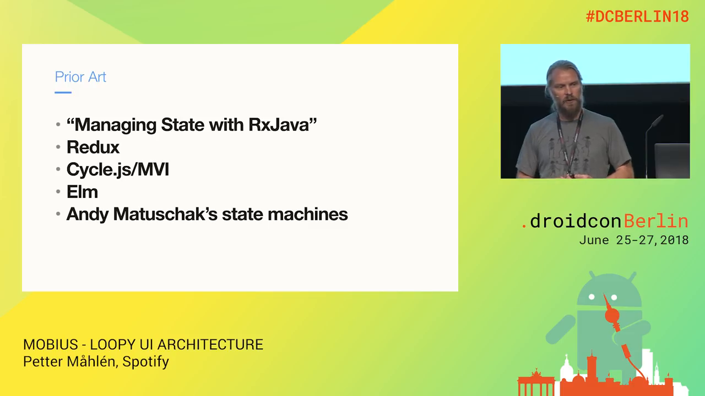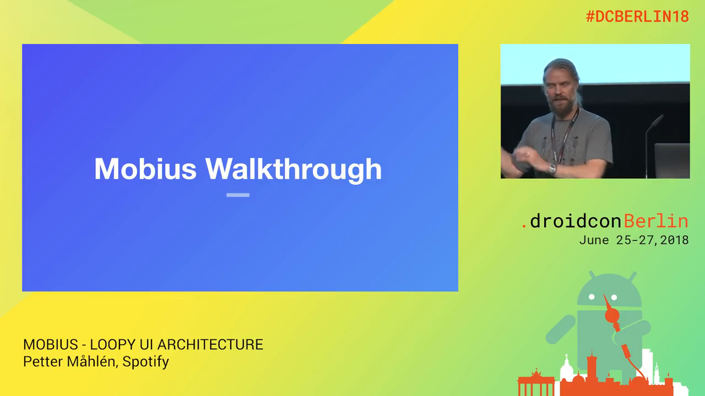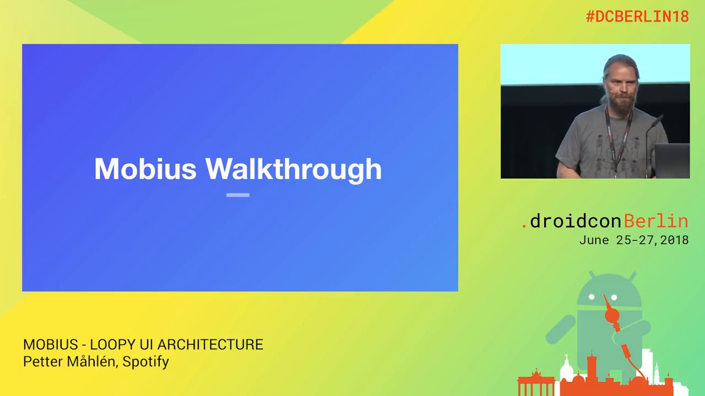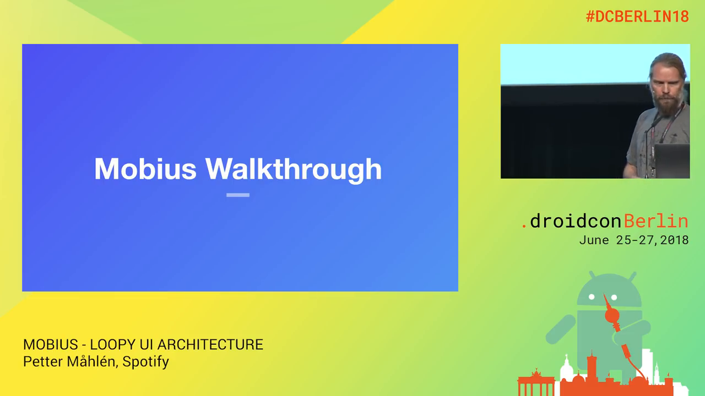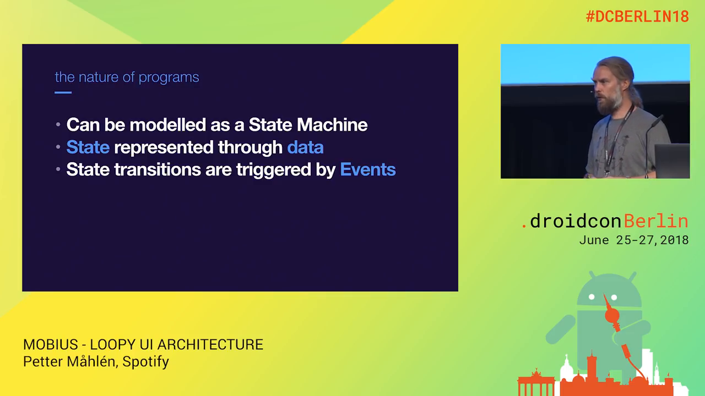And there's a guy called Andy Matuschak who has published a gist on GitHub, which is brilliant. It's an implementation in Swift of state machines, and except for the fact of mandating that the business logic be a finite state machine, it's exactly identical to what we have in Mobius, I would say. Cool. Okay. Enough introduction. Let's go through what it actually is.